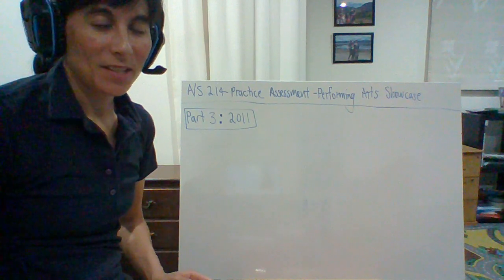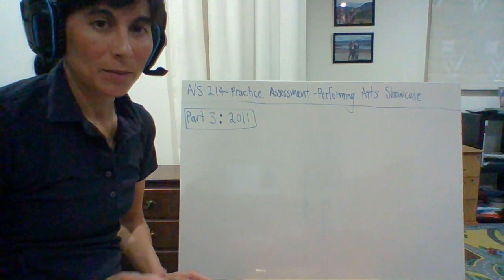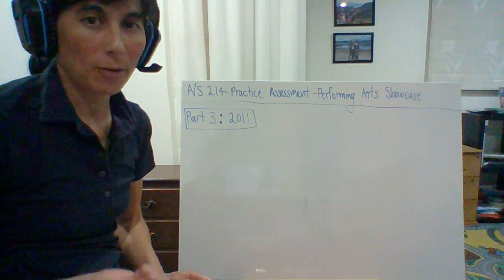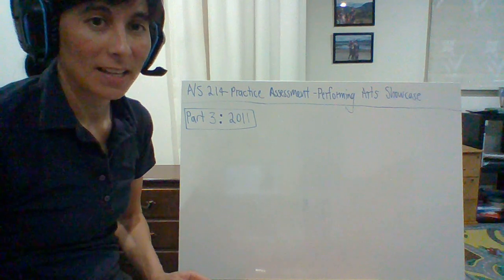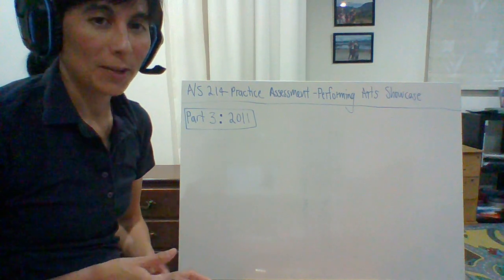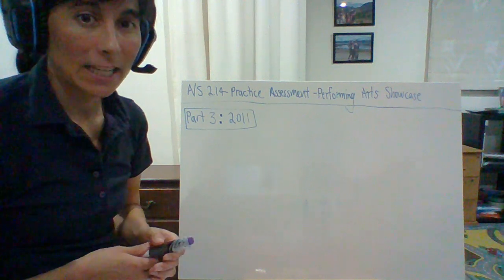Kia ora. This is the third video showing my working for Achievement Standard 2.14, the Practice Assessment Performing Arts Showcase. In this third video, I'm going to solve for the child and adult tickets for 2011.